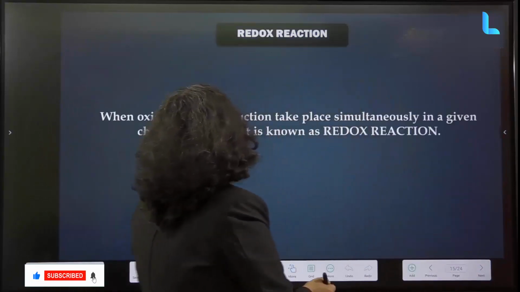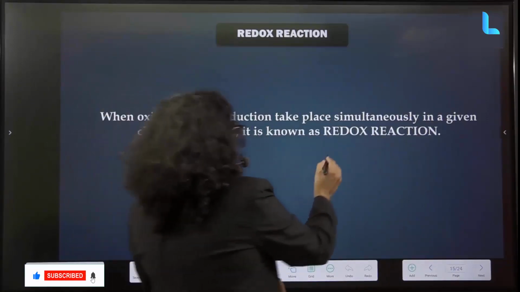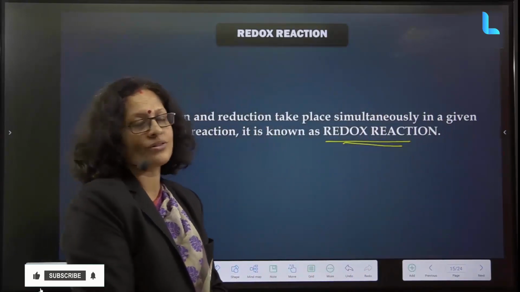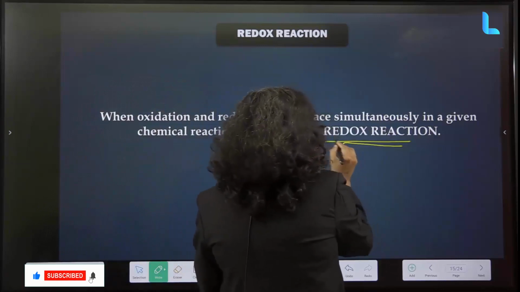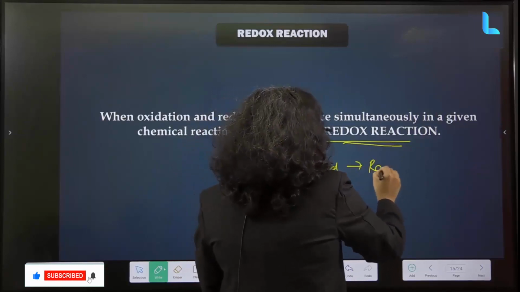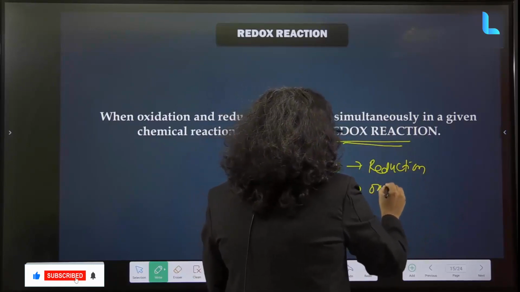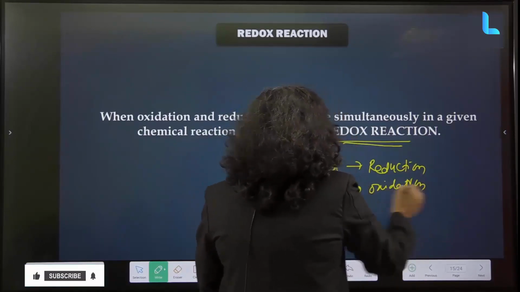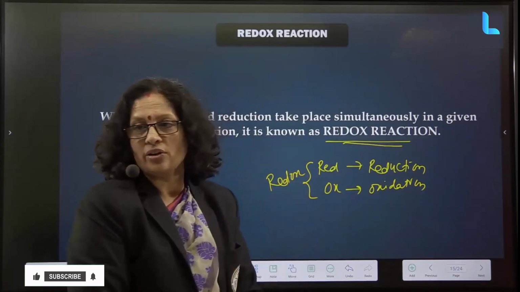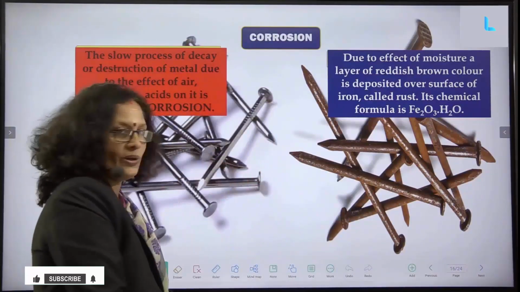Okay, next we are discussing when oxidation and reduction take place simultaneously in a given chemical reaction, they are known as redox reaction. Why? Because in redox, RED is for reduction and OX for oxidation. So this is making a word as redox. That's what this kind of reactions are called, redox reaction. Clear?